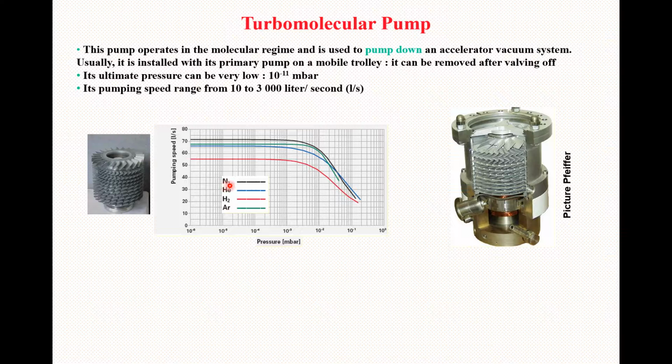Here you can see that for different gases the pumping speed is different. The pumping speed is highest for nitrogen, followed by argon, and then helium, and at the end the lowest speed is for the hydrogen molecule.